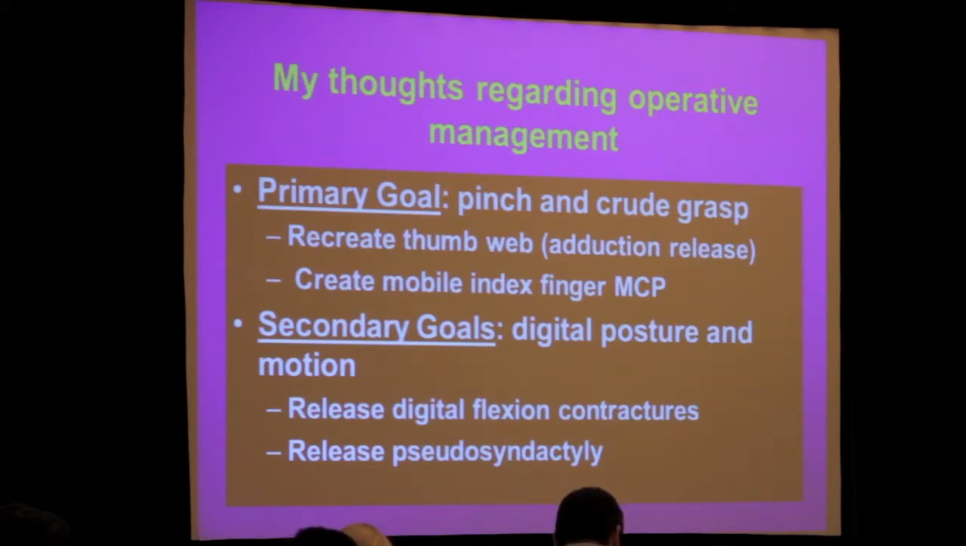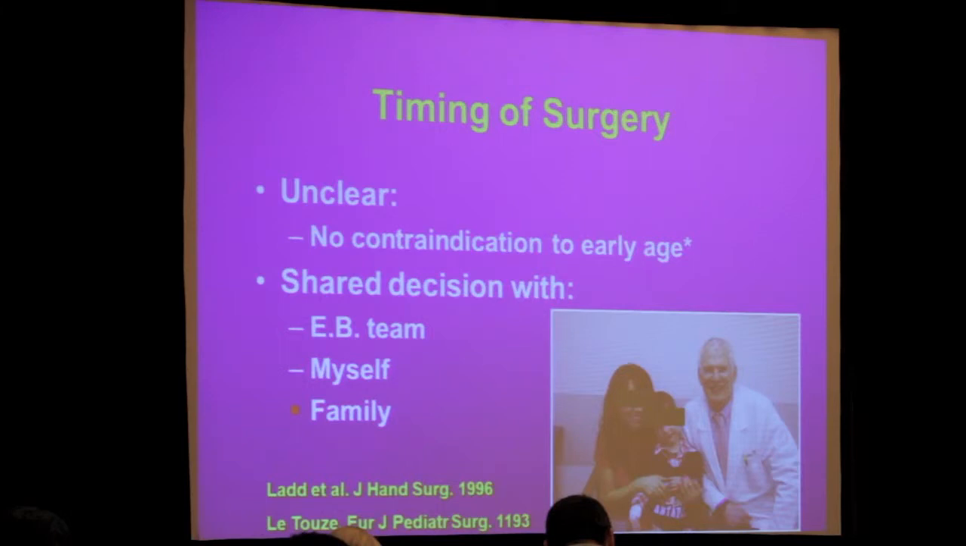Finally, all of the digits can syndactylize or join together, and another goal for independent finger motion may be to release the so-called pseudosyndactyly. What about the timing of surgery? Very unclear to me. Since I'm not the primary caregiver, it's usually when a patient shows up to see me, and certainly the presence of EB does not equate with necessity of surgery.